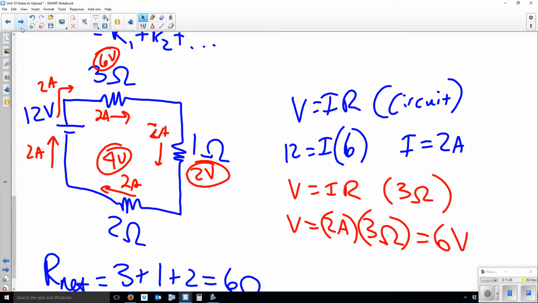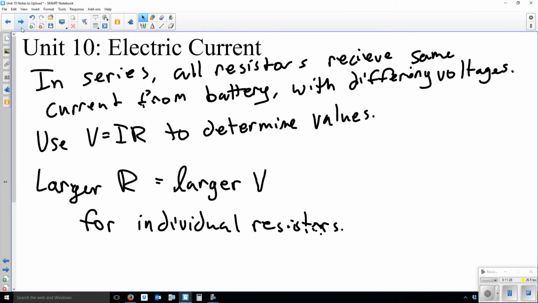So again, in series, all resistors receive the same current from the battery, but they have different voltages. V equals I R to determine those values. A bigger R, a bigger resistance, means a bigger voltage.